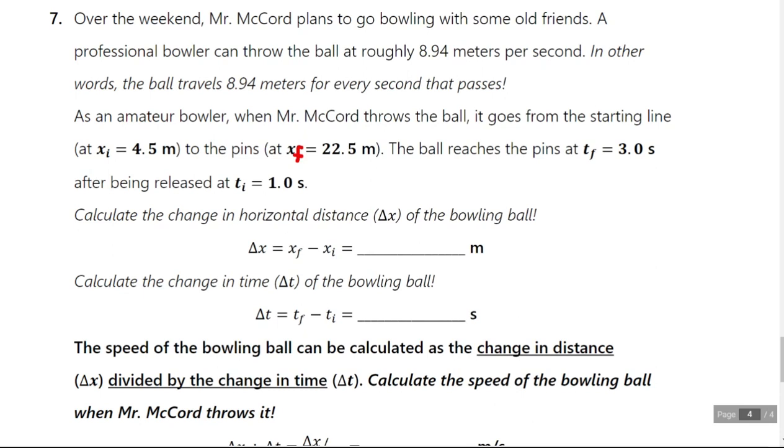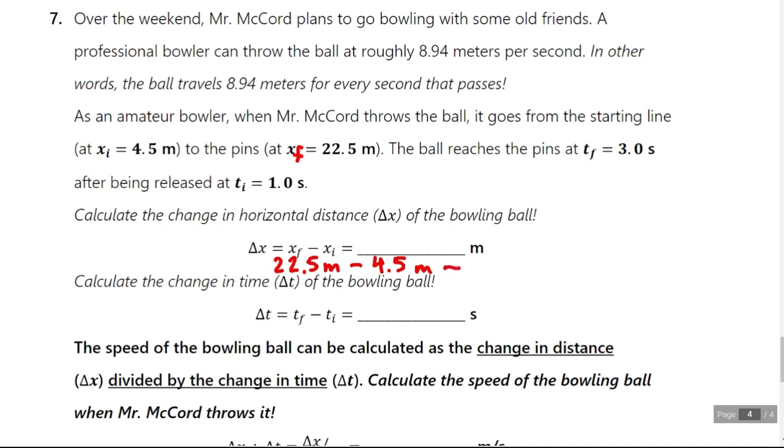Okay, so we're going to calculate two changes. We're going to calculate the change in horizontal distance between these two x values and the change in time, which is coming from these two t values. So let's start with this right here. Our xf, our final position, is where the ball winds up, which is at the pins. That's going to be 22.5 meters. Our xi is our initial position of the ball as it starts to get thrown, which was 4.5 meters.